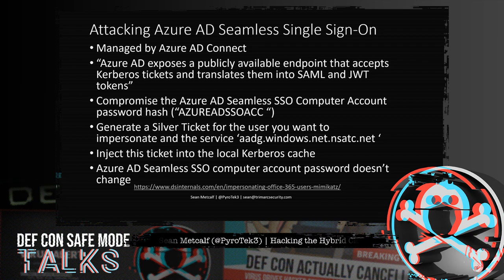If you're able to compromise this and get this password hash, you could generate a silver ticket for any user you want to impersonate. And the service that you use in the silver ticket is going to be aadg.windows.net.nsatc.net. You inject this ticket into the local Kerberos cache. With Azure AD Seamless Single Sign-On, the computer account password doesn't actually change. Microsoft does recommend that it gets rolled and changed at least every 30 days.